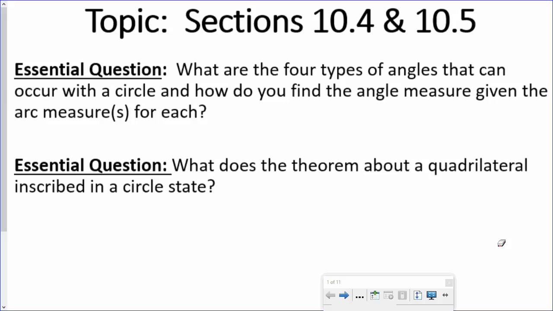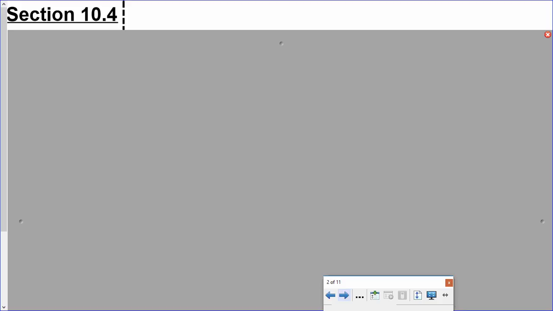So throughout, if you guys need to pause, let the sub know so that she can pause it. All right, so the first main idea is going to be 10.4.